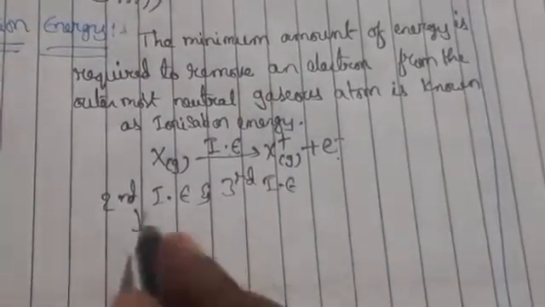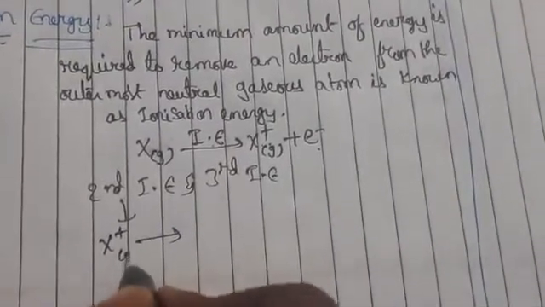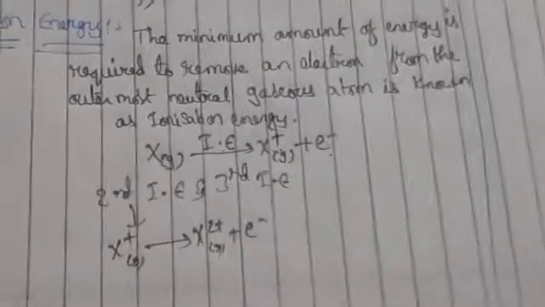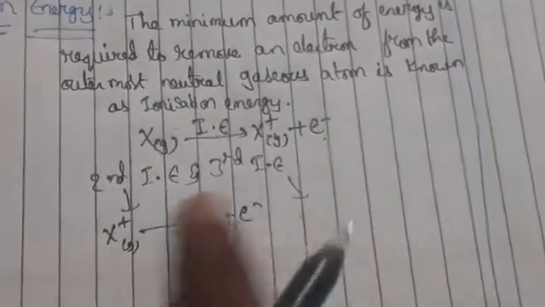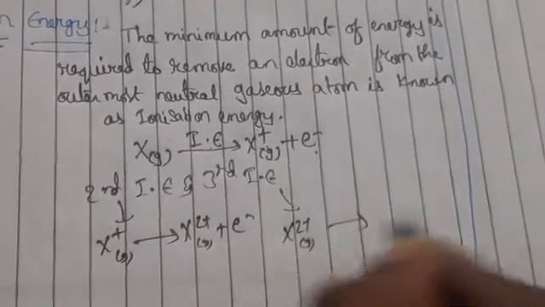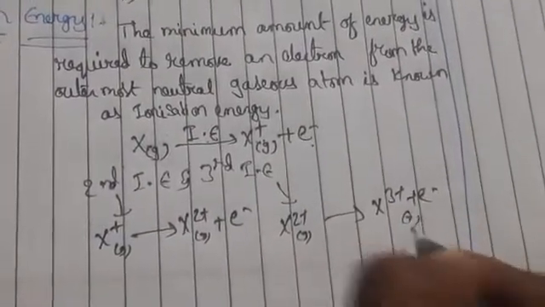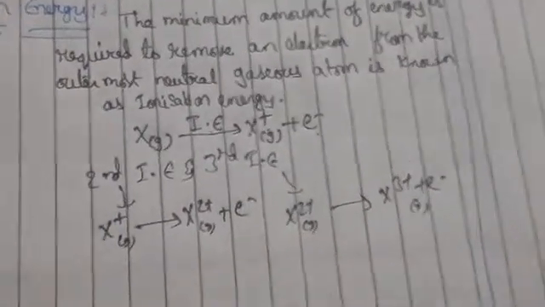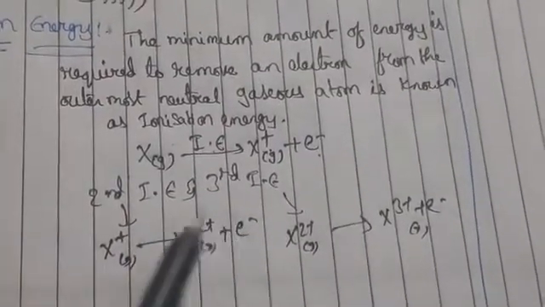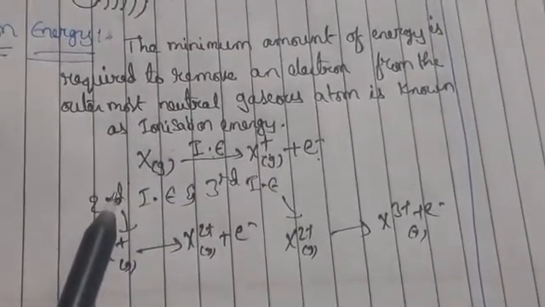Second ionization energy means what? From the unipositive ion we are removing an electron. And from the dipositive ion, if we remove an electron, that we call the third ionization energy. What is second ionization energy? The minimum amount of energy required to remove an electron from the unipositive ion. That we call the second ionization energy.